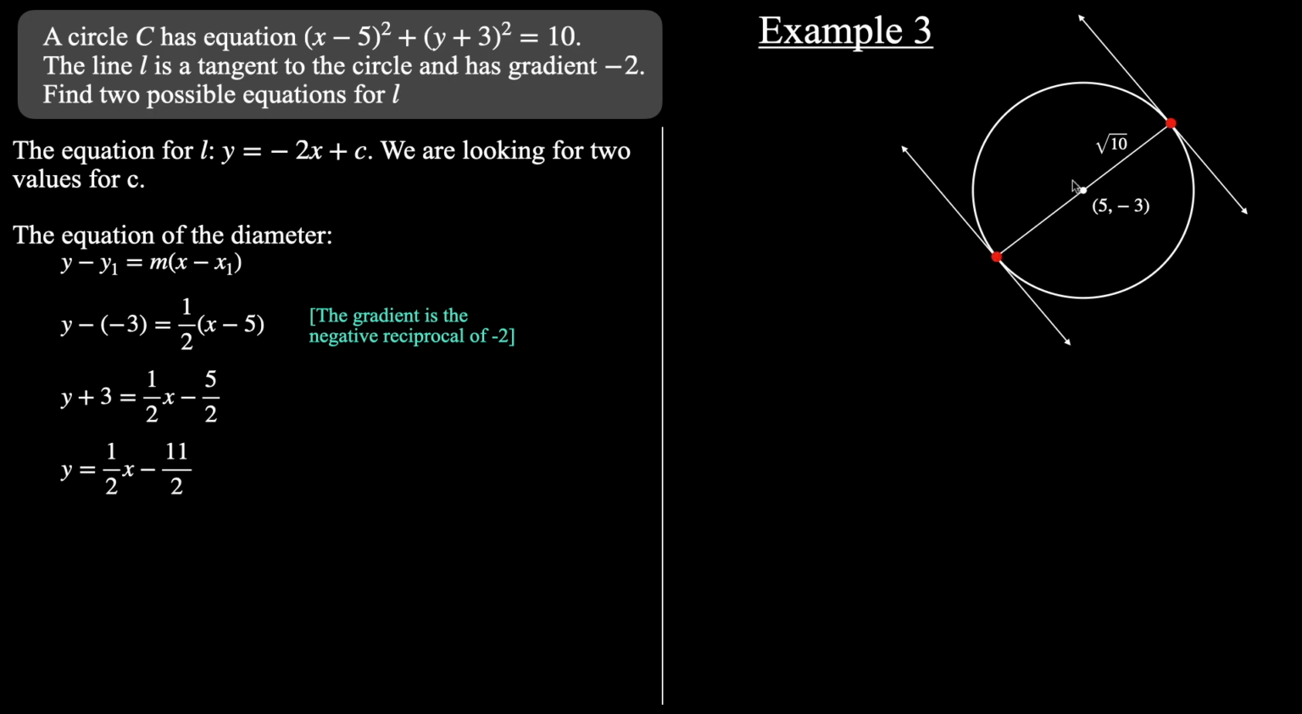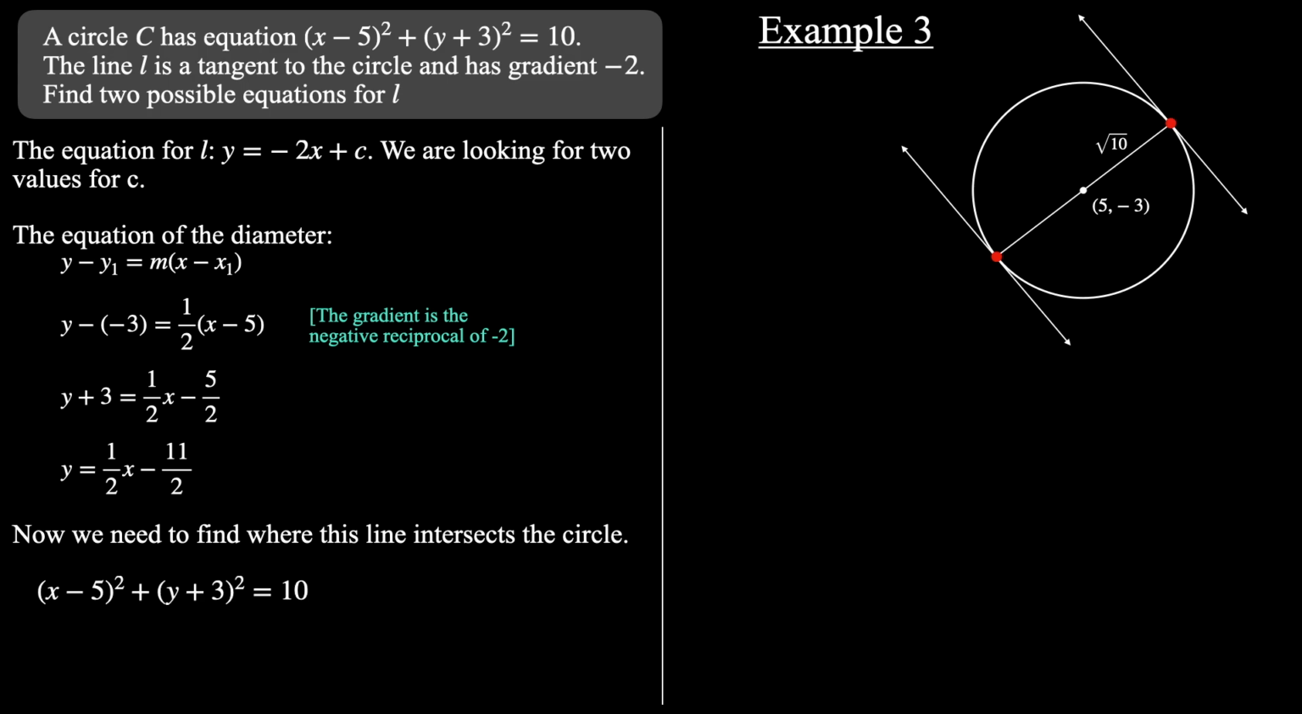Now we want to find where that line intersects with the circle. And we went through how to do this in part 1 of this series. We talked about how to find where straight lines intersect circles. The way we do this is we substitute that equation into the equation of the circle.